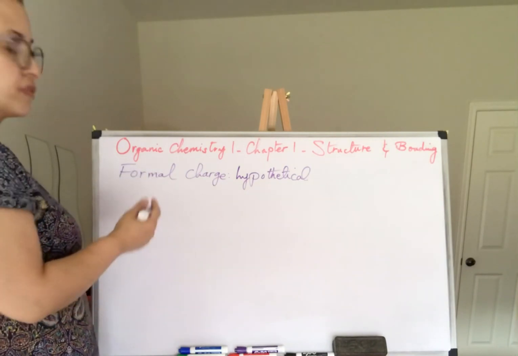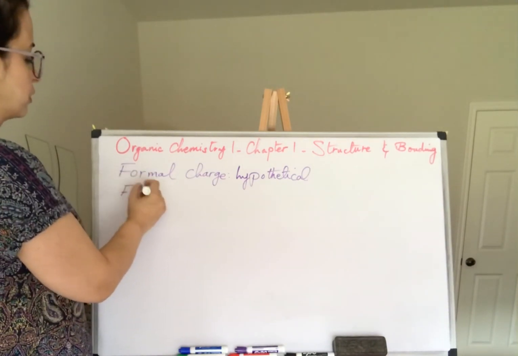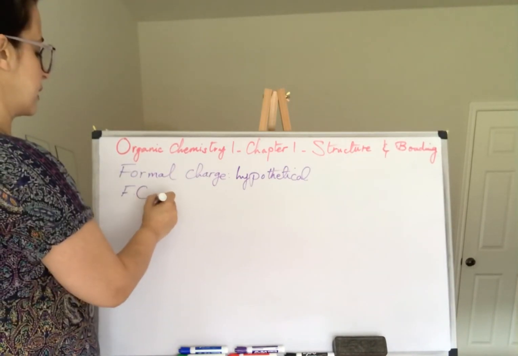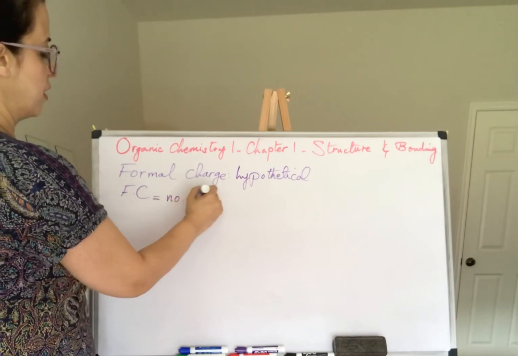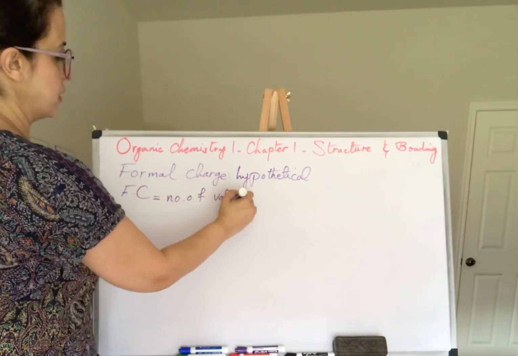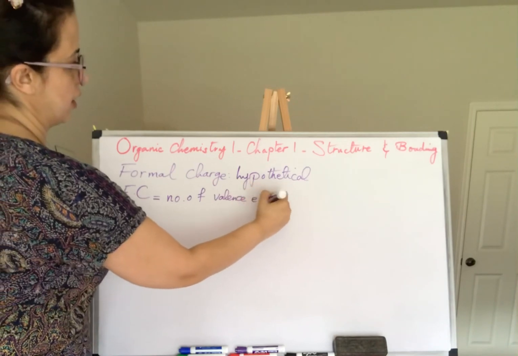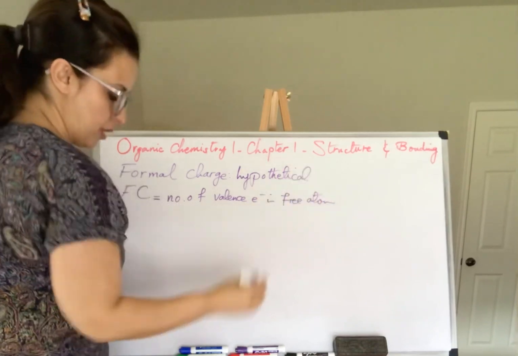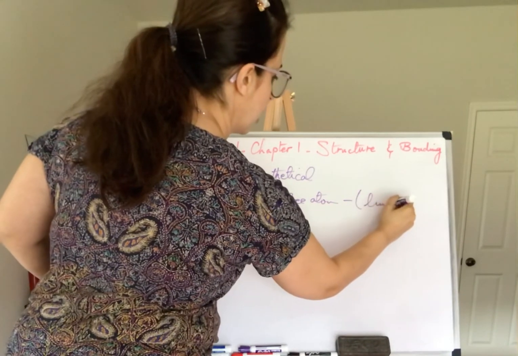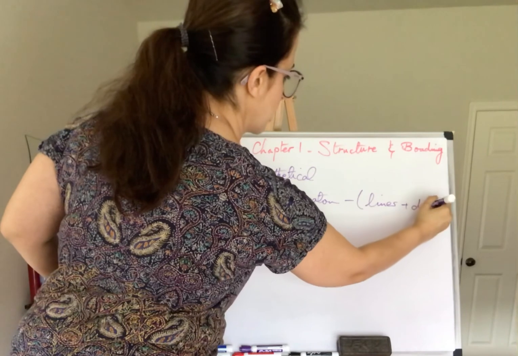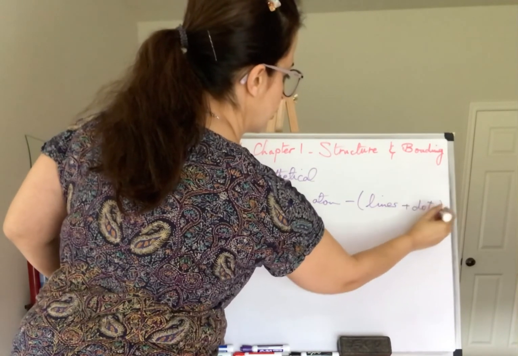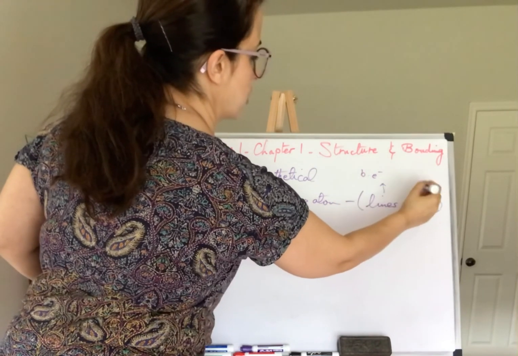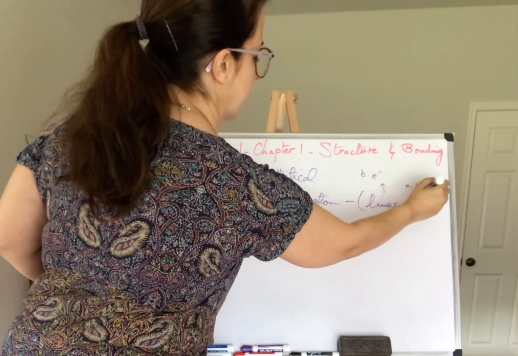So there are different formulas for how to calculate the formal charge. What I think is the easiest is the number of valence electrons in a free atom minus lines plus dots. And if you notice, lines are bonding electrons and dots are non-bonding electrons, right?